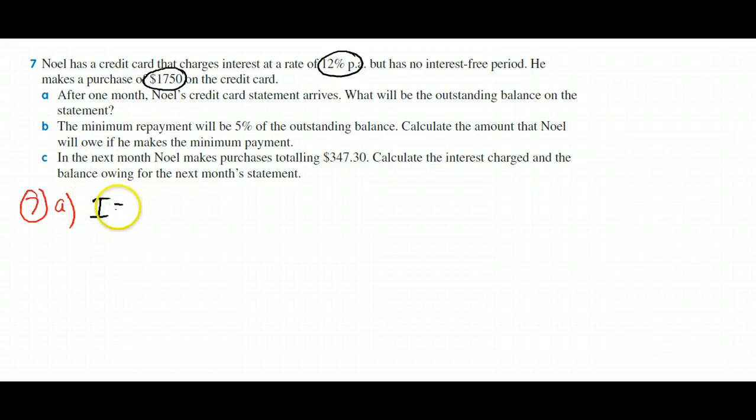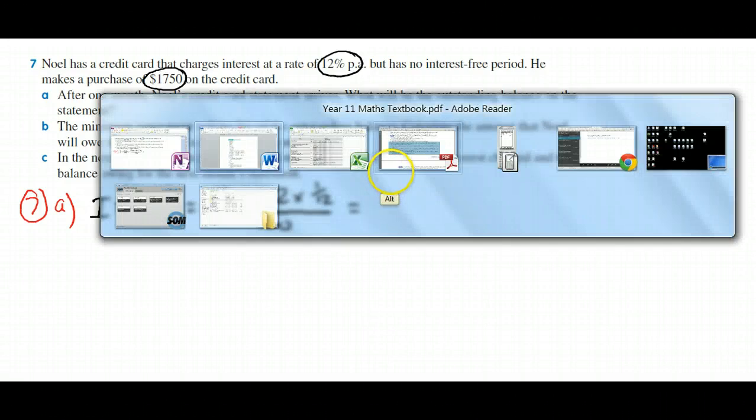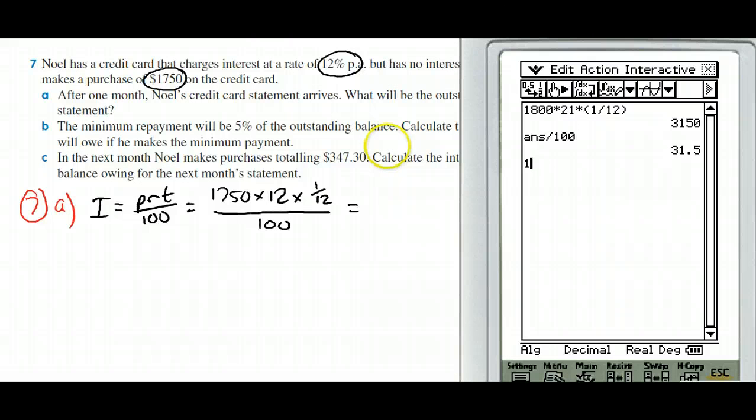To calculate how much interest they're going to charge him, we use I equals PRT over 100. P is the amount that he owes, R is the interest rate, and T is the amount of time, which is 1 month, and in terms of years that's 1/12. We put all that over 100, and when we put that into the calculator, we get 1750 times 12 times 1/12, and we've got to divide that by 100. We get 17.5.